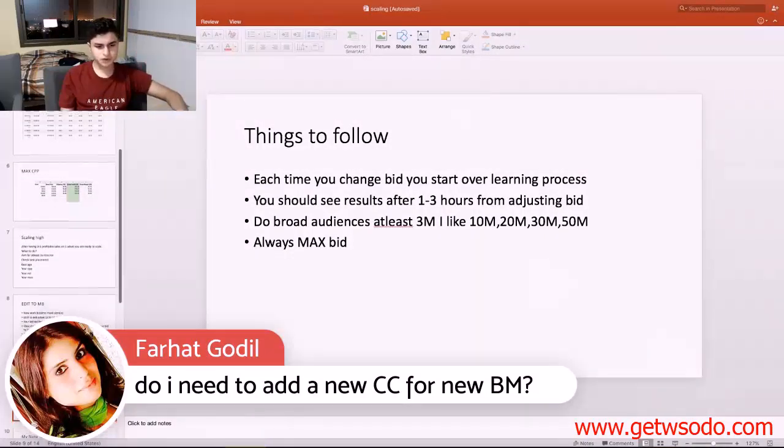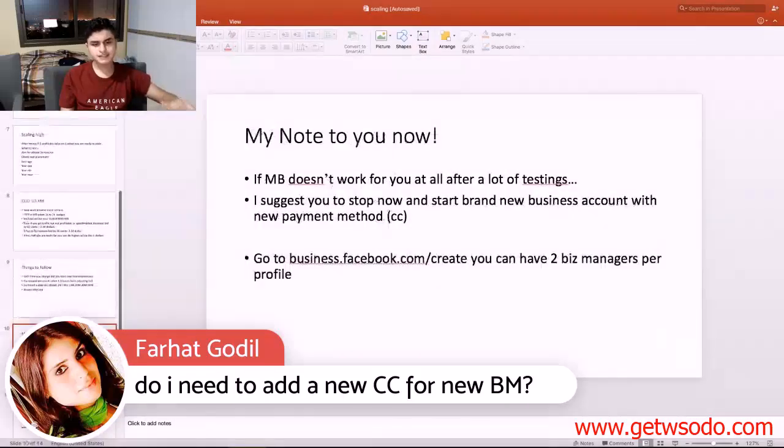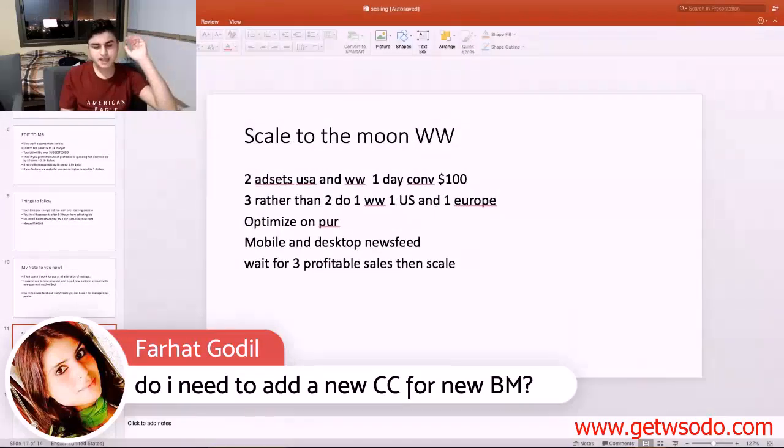1 day conversion window. So as I said earlier, if manual does not work for you at all after a lot of testing, you need a new business manager with a new payment method. You can have two business managers per profile. And as I said, two assets, USA and one worldwide, 1 day conversion window. Some students of mine like to do three rather than two assets. So they like to have one worldwide, one USA, and one Europe. I do this sometimes, but worldwide and USA alone works good.